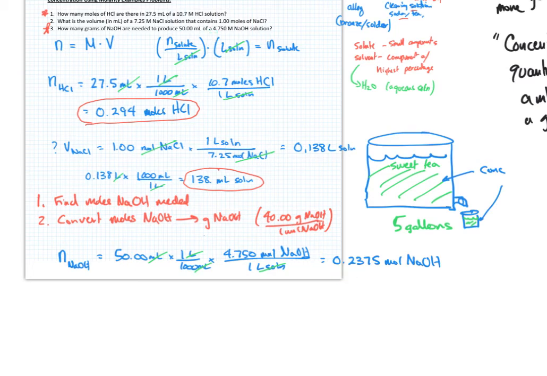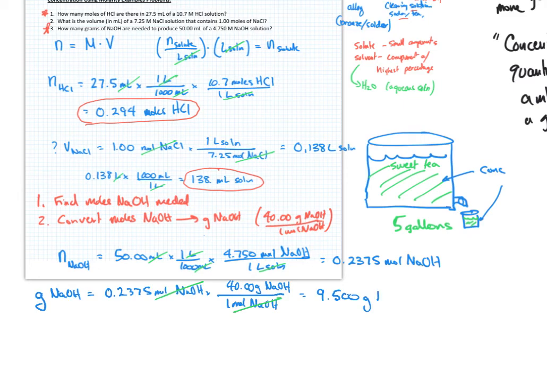Okay, so the next step, part 2, this is one you've done 100 times already. Now we want to find the grams of NaOH. So that's just going to equal my moles, 0.2375 moles NaOH, times 1 mole NaOH goes on the bottom, and 40.00 grams NaOH goes on the top. Moles cancels moles. I have my units in grams, so this is going to equal 9.500 grams NaOH. All right, that's the number, 9.500 grams of NaOH.